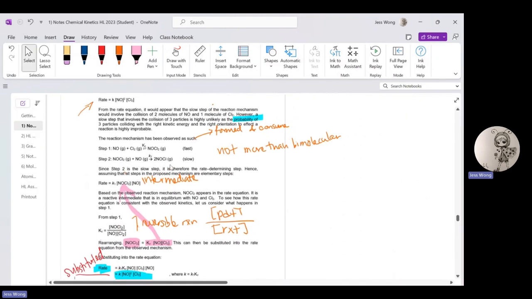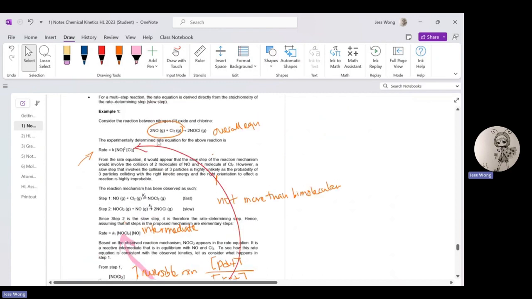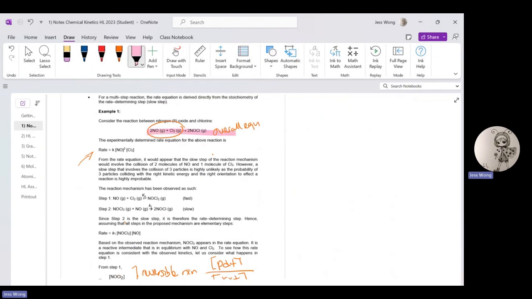Before we accept, we need to compare. Is it the same as our experimentally determined rate equation? You can see it is the same. So my mechanism is logical, because the rate determining step matches the rate equation. And not only that, when I sum up step 1 and step 2, I should be able to get my overall equation. Let me show you the second part.